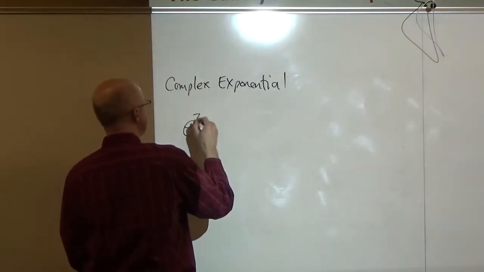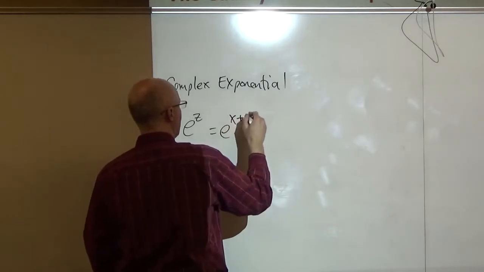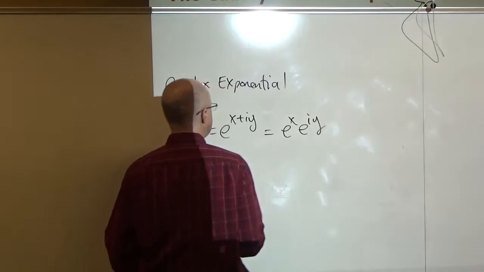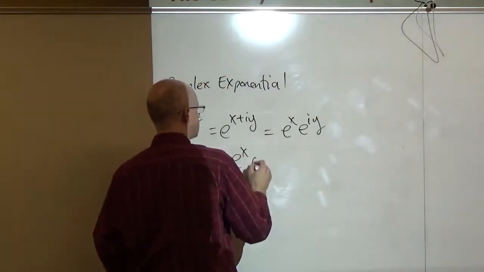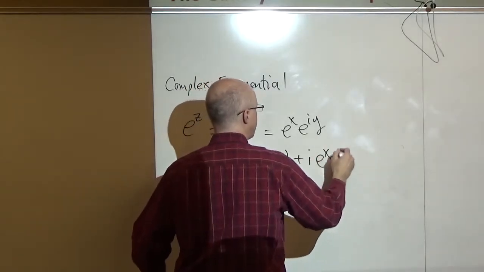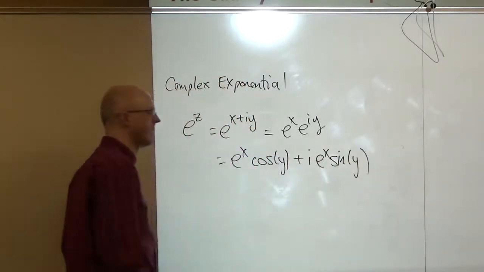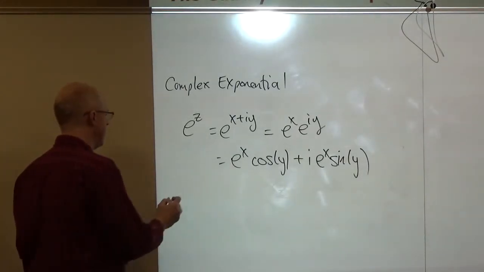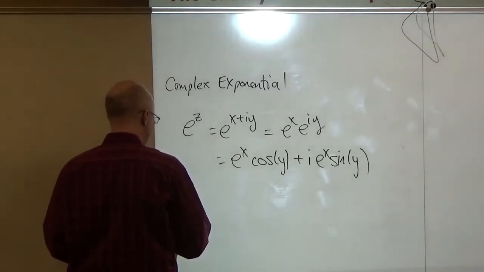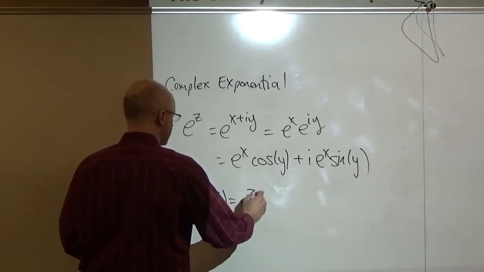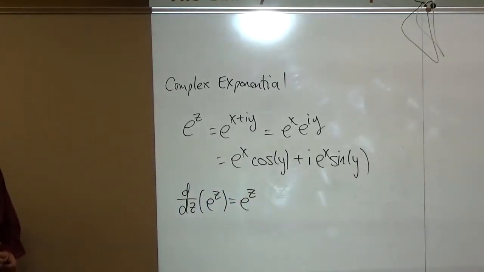We already know e to the z is e to the x plus iy, which is e to the x times e to the iy. Using Euler's identity, expand this out, you get e to the x cos y for the real part, and e to the x sine y for the imaginary part. There's your complex exponential. What do we know about this so far? We know it's differentiable everywhere, therefore it's analytic everywhere. It's entire, and its derivative is itself. That's something we know already.